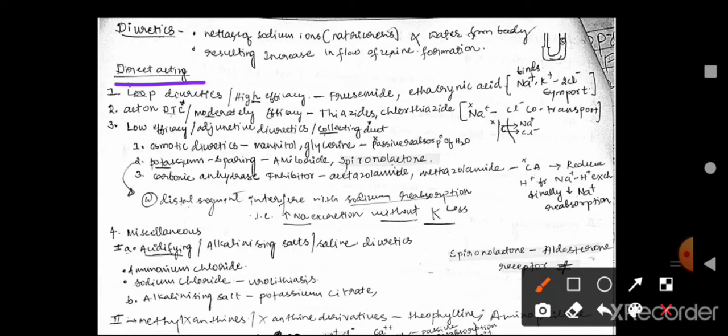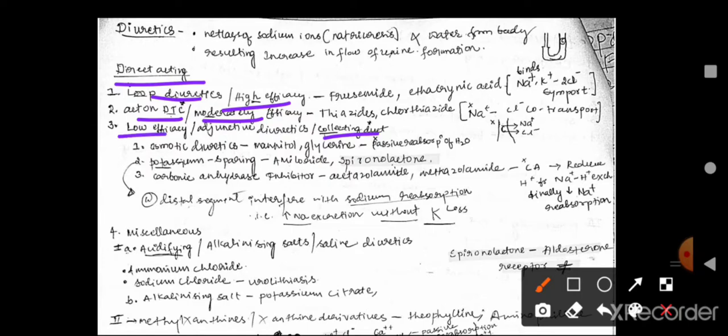Directly acting diuretics are again classified as loop diuretics, the drugs which act on the distal convoluted tubule, and the drugs which act on the collecting duct. This classification is based on the site of action of these drugs. The loop diuretics are also called high efficacy drugs. The drugs which act on the distal convoluted tubules are also called moderate efficacy drugs, and the drugs which act on the collecting duct are also called low efficacy drugs.